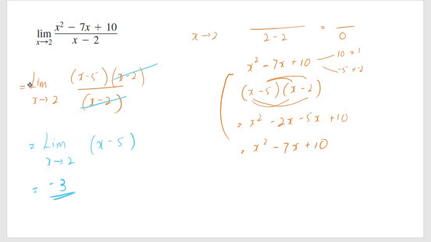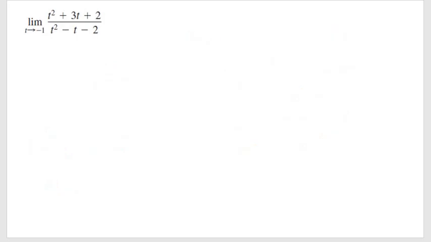Let's look at one question. We do the same thing here. The function is to calculate the limit of this function as t tends to minus 1. Let's look at the denominator first. As t tends to minus 1, let's substitute minus 1 into the denominator, t squared minus t minus 2. We get 1 plus 1 minus 2, which is equal to 0. So the function is not defined at t equals minus 1, but it still has a limit.